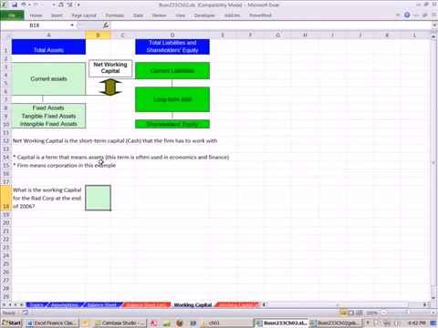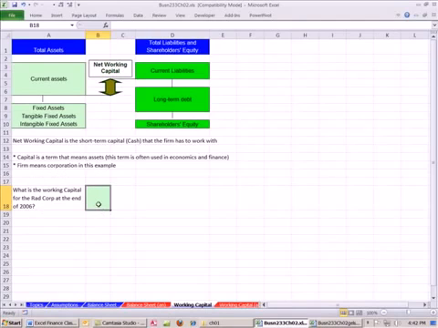Capital is a term that means assets. This term is often used in economics and finance. So in accounting, you'll see net working capital, but in finance, you'll see capital referring to the assets all the time. In accounting, you see assets, but the one exception is net working capital.